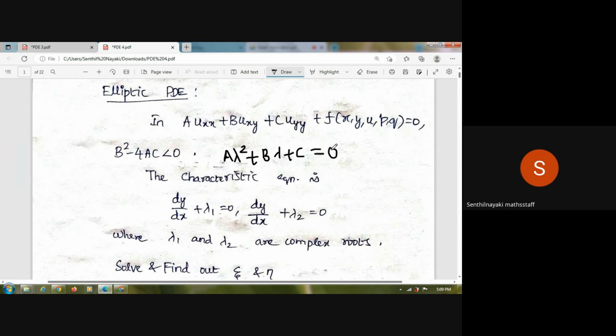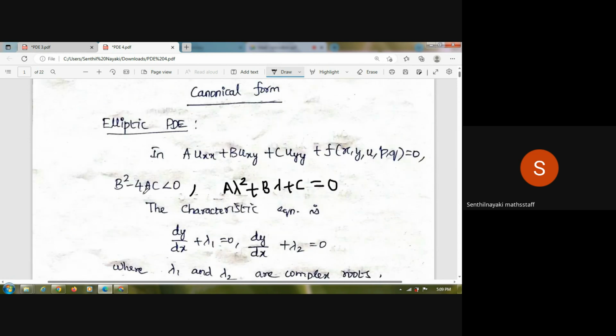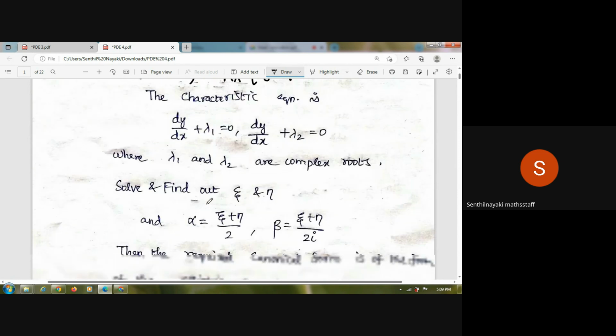When we solve this characteristic equation, this lambda quadratic equation, we have two roots, lambda 1 and lambda 2. Because this is less than 0, the square root value is negative, therefore we get two complex roots. Then dy by dx plus lambda 1 is the first characteristic equation, and dy by dx plus the second root equal to 0 is the second characteristic equation. So here lambda 1 and lambda 2 must be complex roots because b square minus 4ac is less than 0.